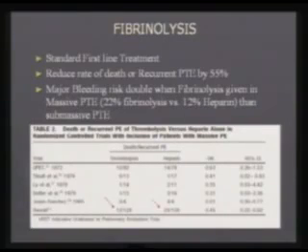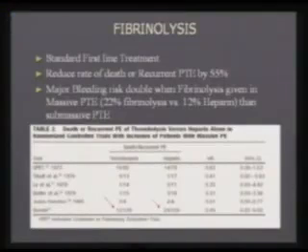Now, fibrinolytic therapy is a very important part of the therapy because it is easily available. It is a standard first-line treatment and reduces the rate of death as well as recurrent pulmonary thromboembolism by 55%. We shall discuss recurrent pulmonary thromboembolism later on, but reducing the rate of death by 55% is really significant. But large doses and prolonged treatment are required. That is why the major bleeding risk is doubled when fibrinolysis is given in massive pulmonary thromboembolism. Studies have shown that if only heparin were given, the chance of bleeding was 12%, but if the patient was given fibrinolytic therapy, the chance of bleeding is as high as 22%.